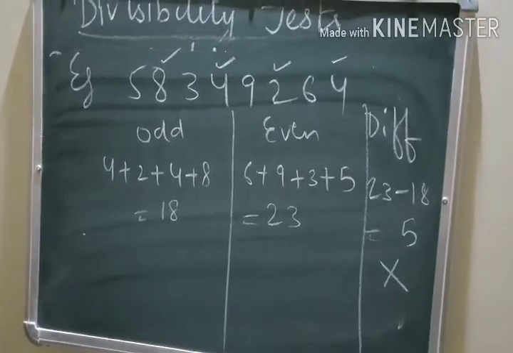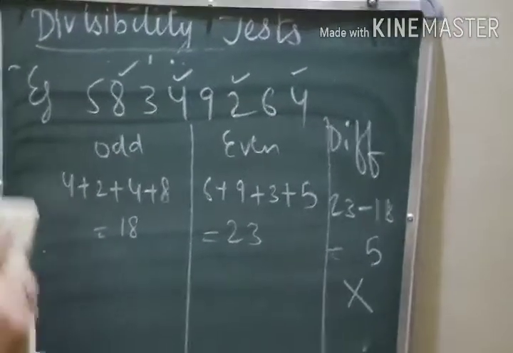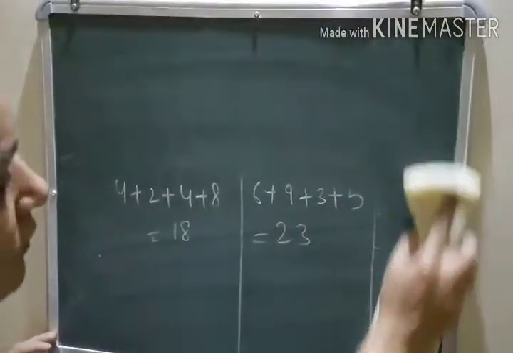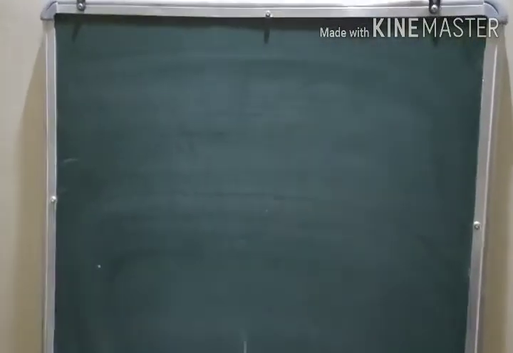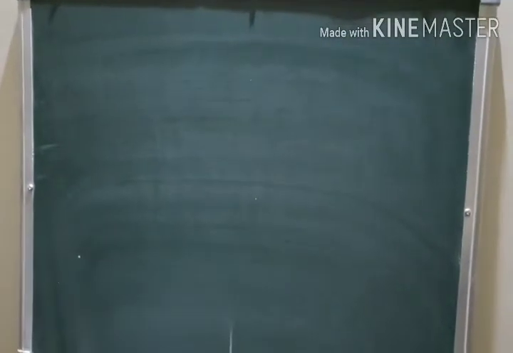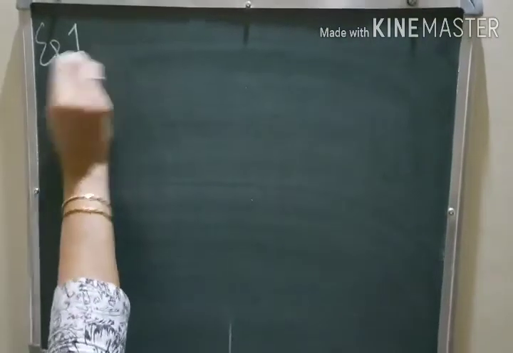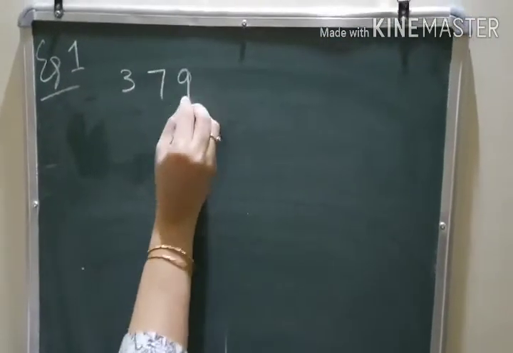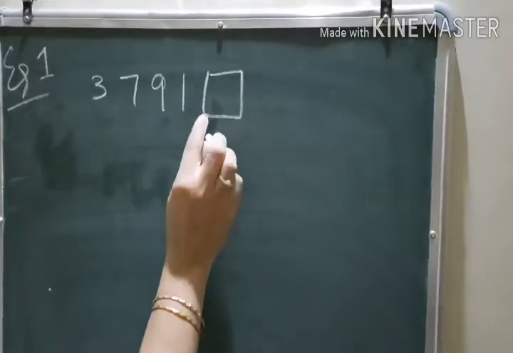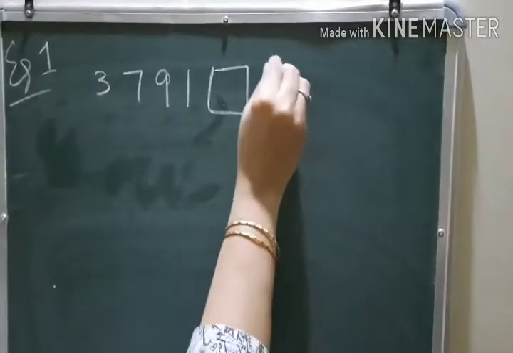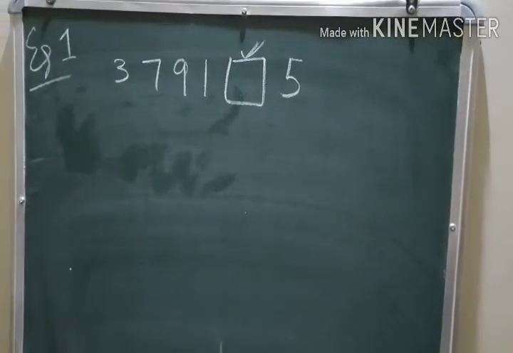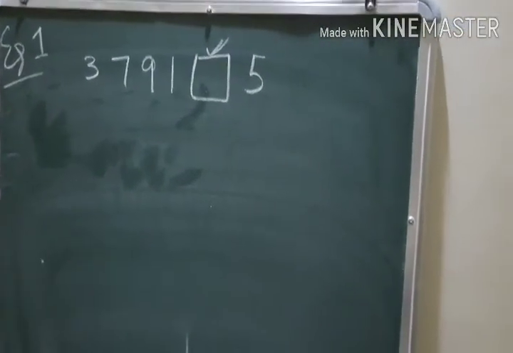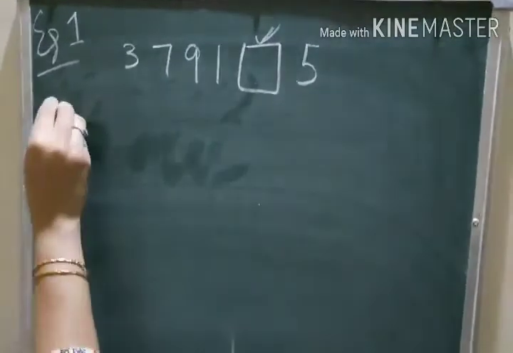I hope all the divisibility tests are clear, because these you have done in your junior classes also. It was just the repetition. So let's move on to example number 1. Example number 1 is 3, 7, 9, 1. Now star is given. In place of that star I am putting the box, and 5. So this star you have to tell what will it be, which digit will come here, so that the number is divisible by 9.